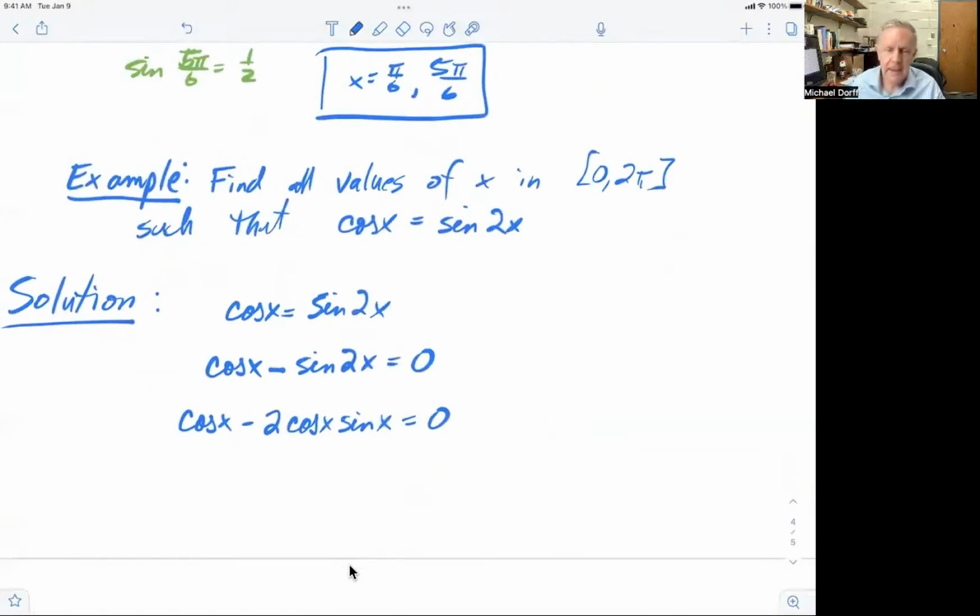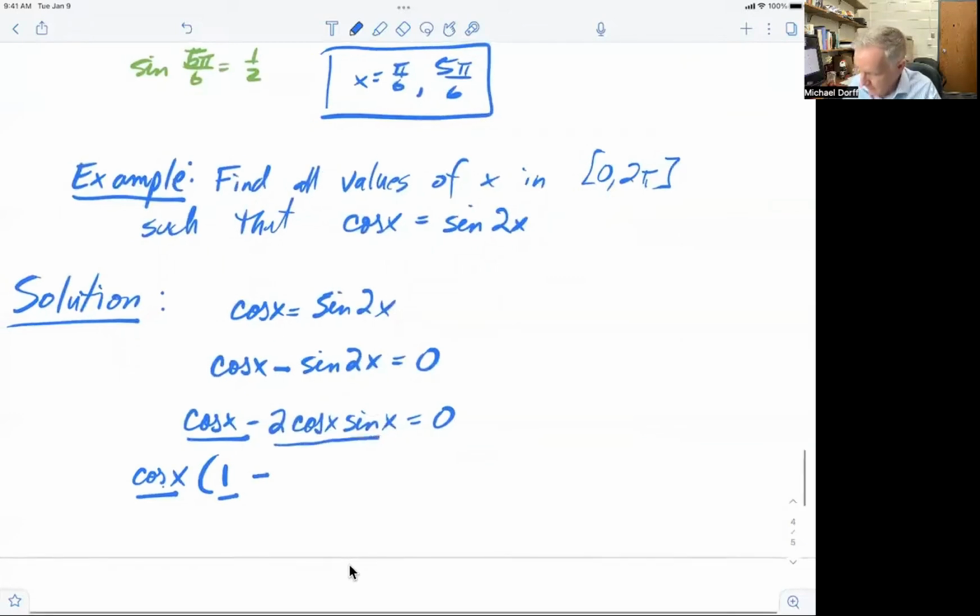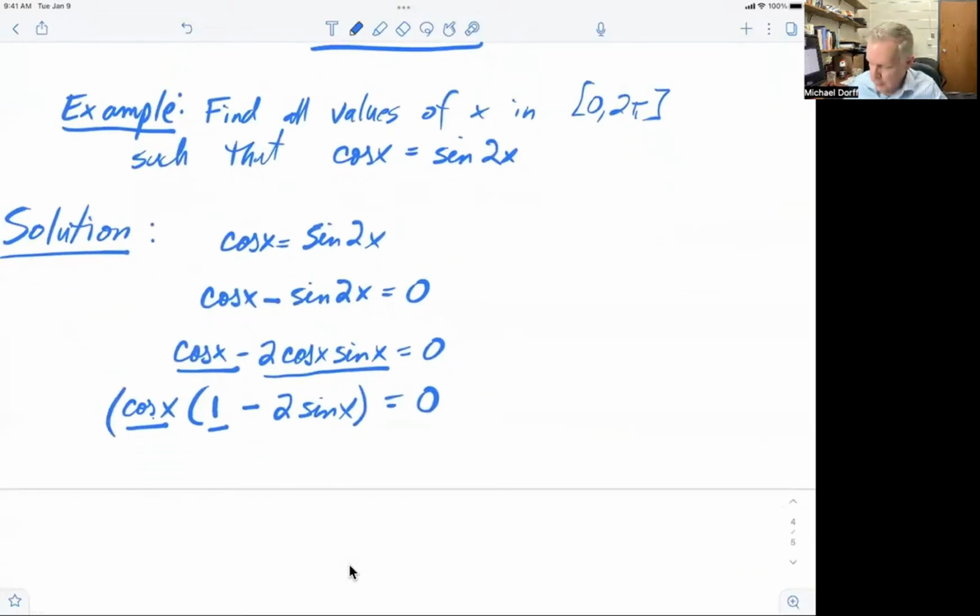Now I look at this, and what's nice about this is both of these terms have a cosine x. So let's factor out a cosine x. So if I factor out a cosine x from cosine x, I'm left with 1, because cosine x times 1 gives me cosine x, right? If I factor out a cosine x from the second term here, the 2 cosine x sine x, I'm left with 2 sine x.